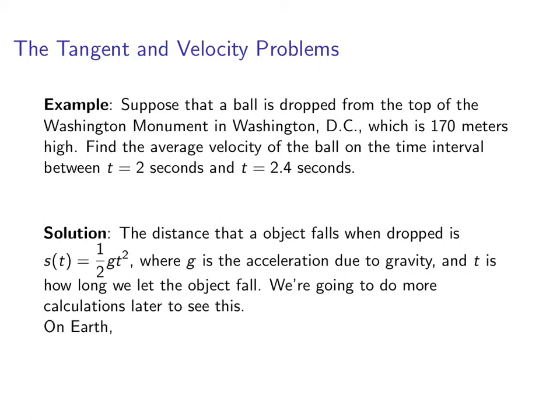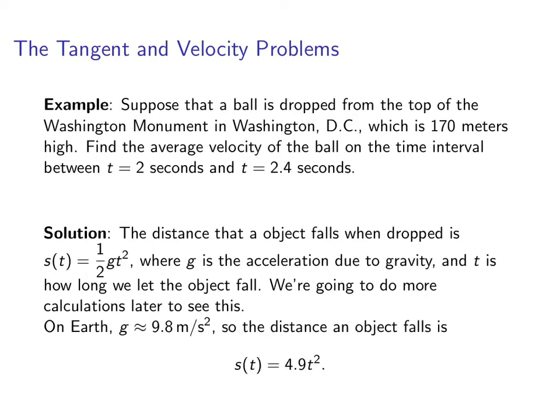Now on Earth, we're all on Earth, the acceleration due to gravity is about 9.8 meters per second squared. So that tells us that the distance an object falls is given by the formula s of t equals 4.9 t squared. So if you drop an object, this tells you how far it will fall in t seconds.